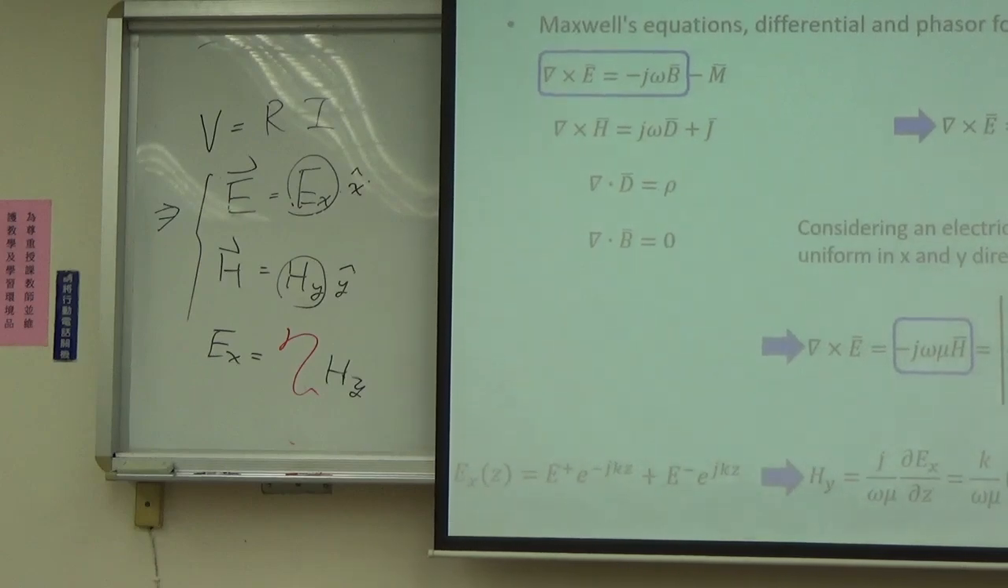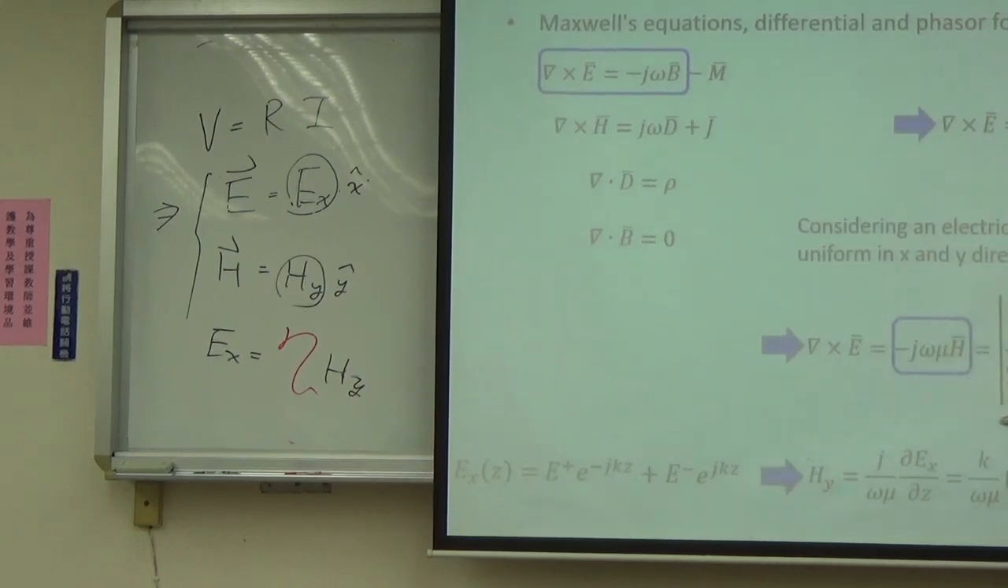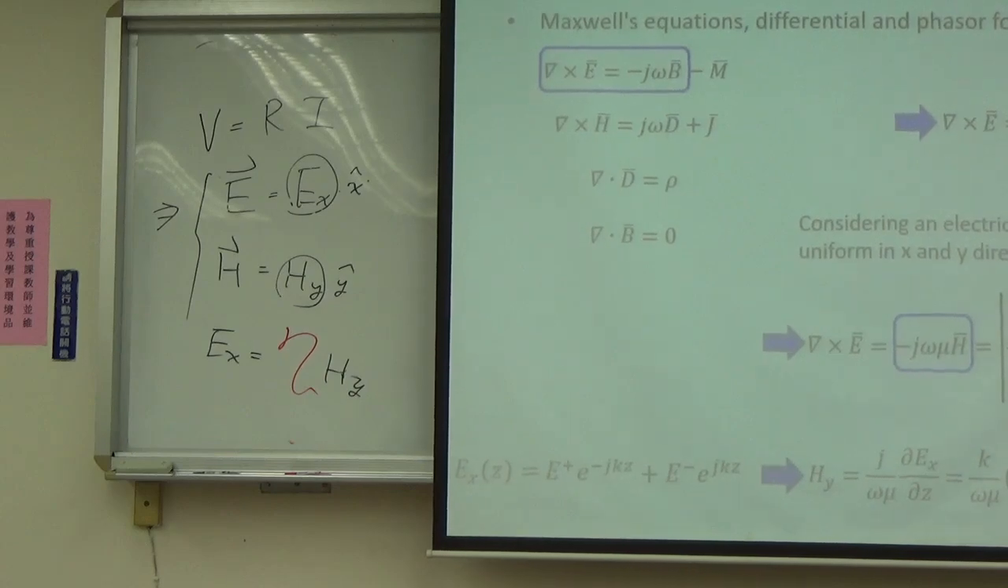Equals, you just copy, minus j omega mu H. This one equals that one, okay? And for this curl term, you can obtain this term. You have this component, and your EX is only a function of Z. So you have left only this part, and the direction is Y. Anyone follow me?